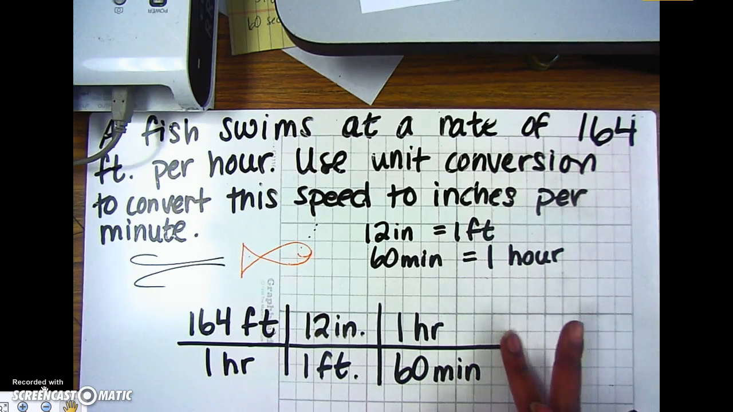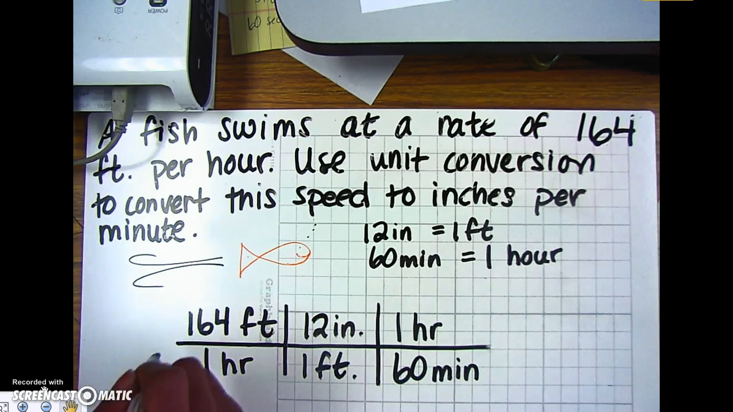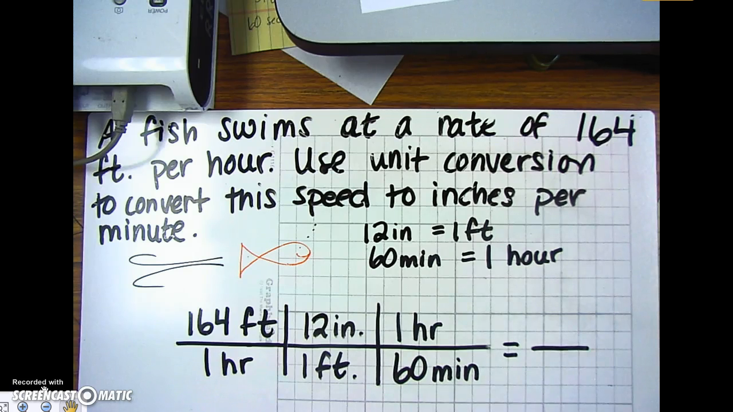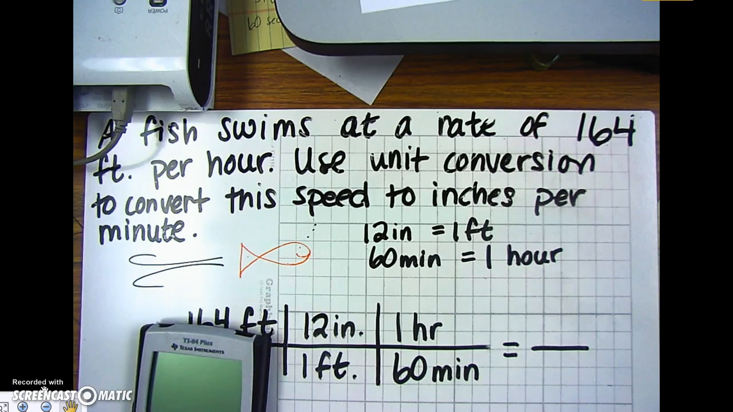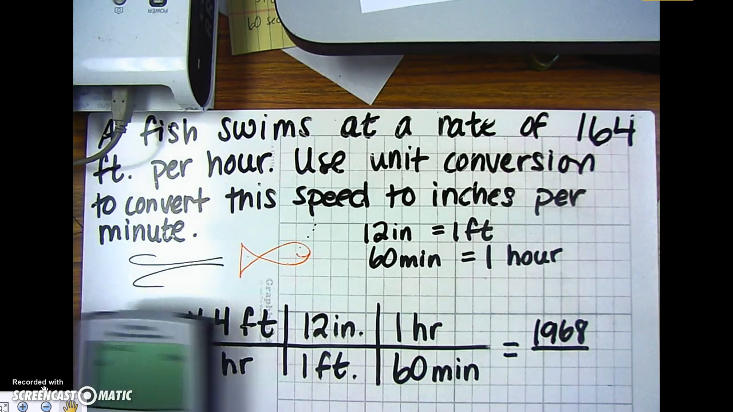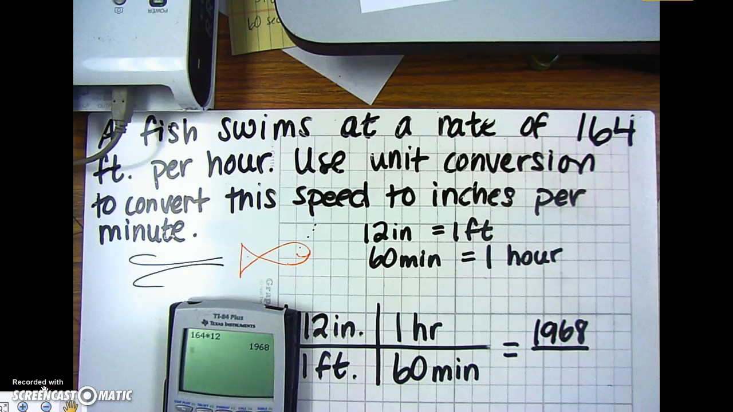Now you just multiply straight across, and remember to keep this line throughout because it creates like a fraction. Now 164 times 12 equals 1968, so I'm going to put 1968 here. And then 1 hour times 1 hour, so that's 1 times 60 is 60. I'm going to put 60 on the bottom.